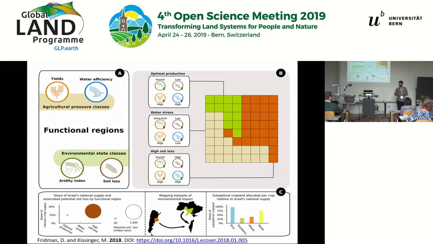The future of functional regions requires more indicators, more environmental indicators, more agricultural indicators. It should be applied globally, not only to Israel, and include additional time periods. But we believe that functional regions and similar typologies are an essential step on the way to a more holistic assessment of the impact food has on the environment, and specifically on remote environments in a global reality. And thank you.